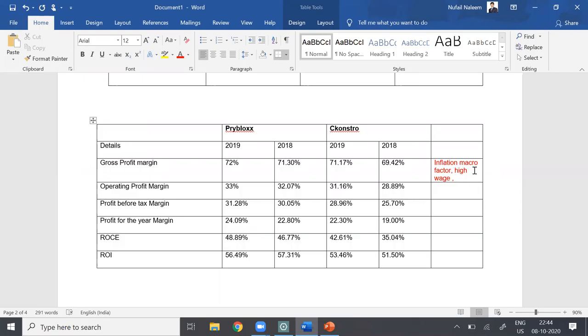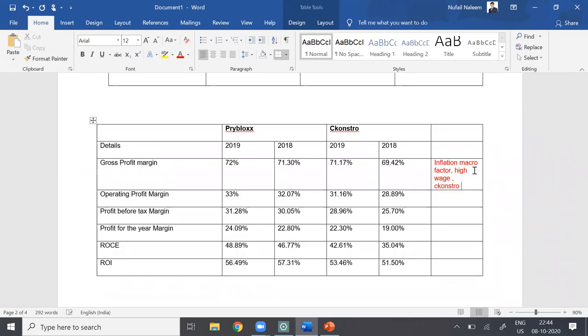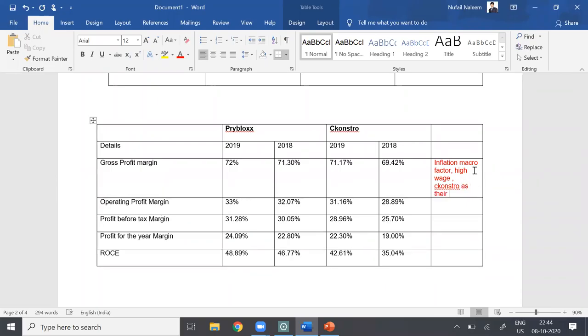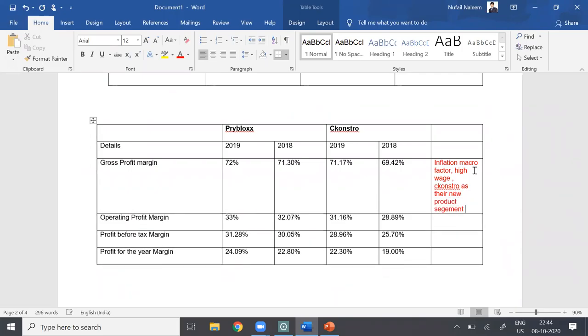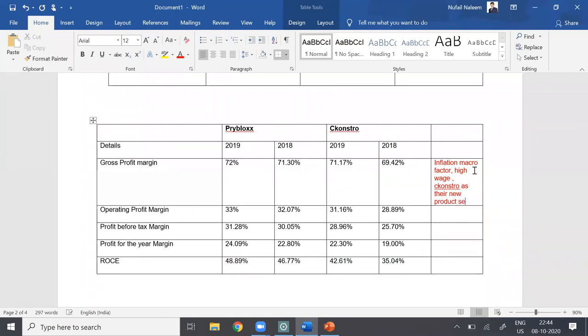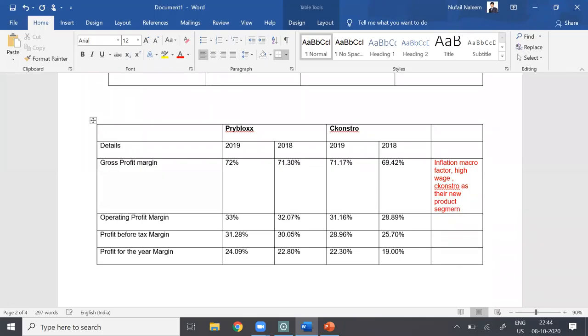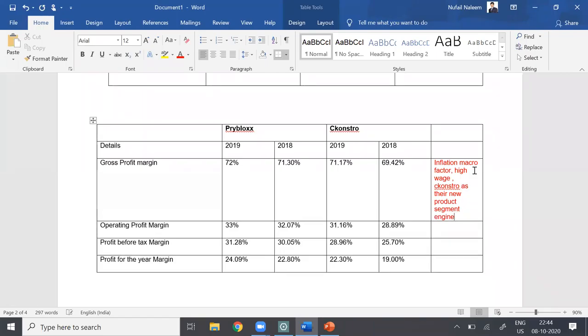So, Kronstow, I can say another one. This is a general factor. So, especially to Kronstow, I can generally say there are new product segments, yes or no, agree or not agree. New product segments, especially I can say the engineering set. Because engineers are professionals, they may tend to pay a premium, agree or not agree, yes or no. Engineer set.